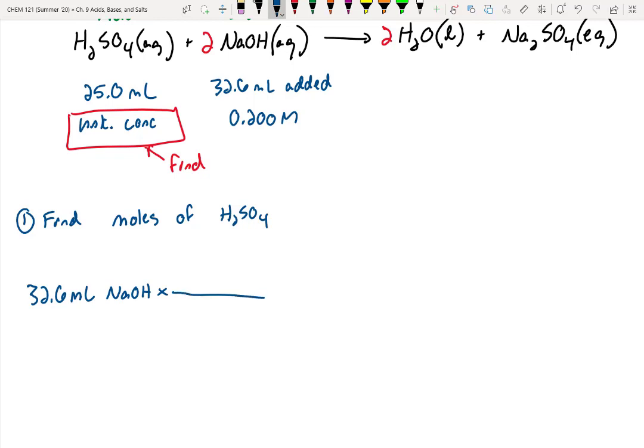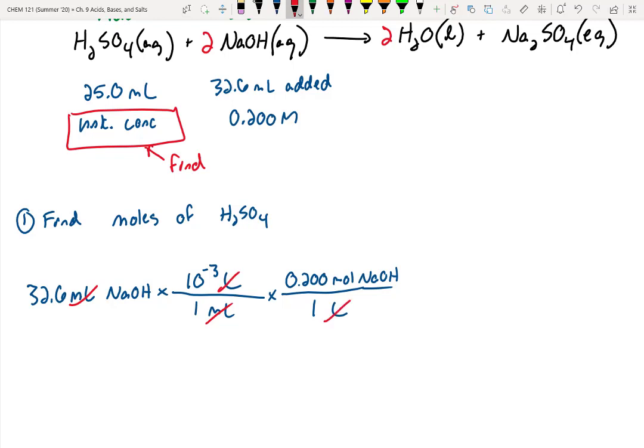Just like before, I don't want to work in milliliters, I want to work in liters. So I'd say 1 milliliter is equal to 10 to the negative 3 liters. That way I can cancel out milliliters and get to liters. And then next, we need to get to moles, but this time, just like before, we need to use molarity. So it's set up almost identical so far to the problem above. So 0.200 moles of NaOH per 1 liter. So now we've canceled out liters here.